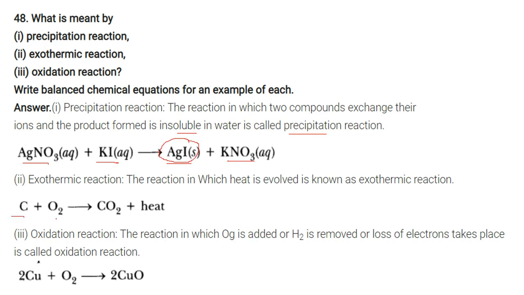If you see, carbon combines with oxygen to form carbon dioxide, and heat is produced. This is an exothermic reaction. So a reaction in which heat is evolved is exothermic. A reaction in which heat is absorbed is an endothermic reaction. Oxidation reaction: the reaction in which oxygen is added, or hydrogen is removed, or loss of electrons is taking place, is called an oxidation reaction. For example, copper combining with oxygen gives you CuO. This is an oxidation reaction.